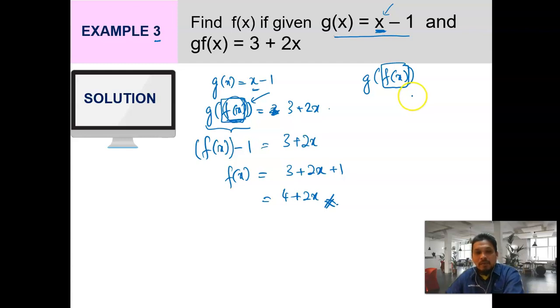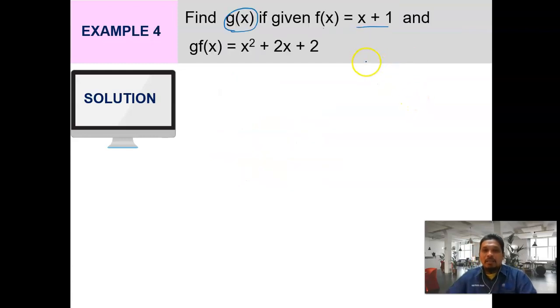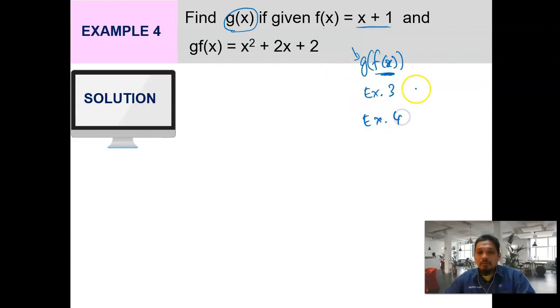But for example 4, from g of f of x, the f of x inside is given here. But we like to find out what is the function of g, which is outside of this composite function. Can you spot the difference now? Just now for example 3 and example 4, both are in the form of g of f of x.